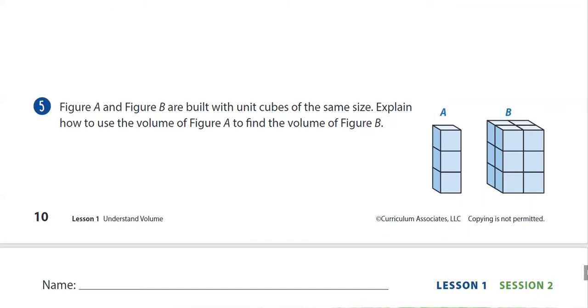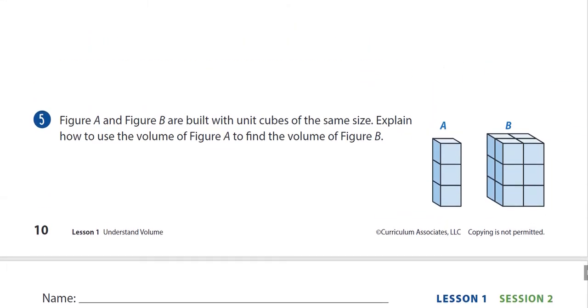Figures A and B are built with unit cubes of the exact same size. Explain how to use the volume of figure A to find the volume of figure B. Okay, so how would we do this? I'll help you with this one. Well, there's one column. I guess we could call it a column because it's not really a layer since it doesn't cover the whole thing. There's one column here, and then there's 4 columns here. So what would we have to do? Multiply by 4.